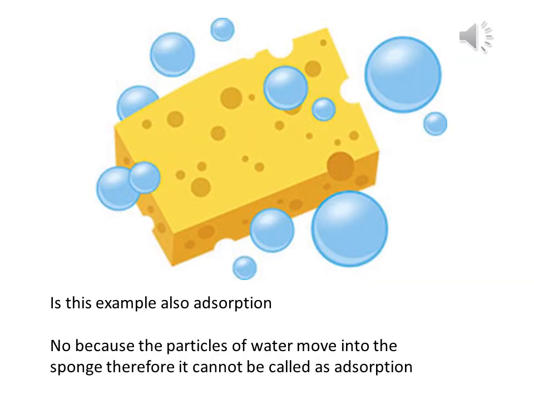Now look at this example. Here sponge is put over water. Is this also an example of adsorption? No, because the particles of water move into the sponge. Therefore, it cannot be called adsorption. And whenever the particles move in the bulk, we call it absorption. Listen carefully. A-B, absorption.